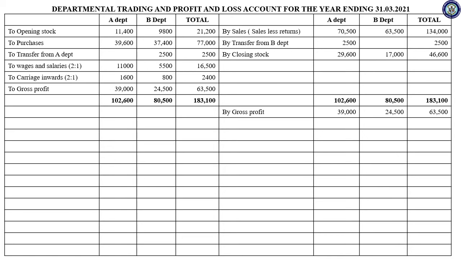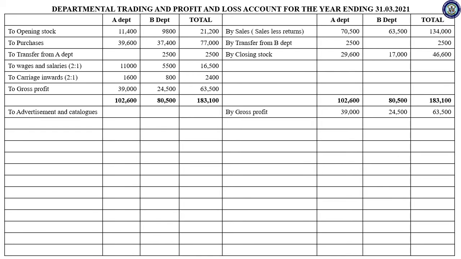Okay, next you have to take all the indirect items. The first one is advertisement and catalogs. So now you have to follow one format. You see the adjustment, there is a closing catalog value, that is catalog in hand, that is the closing one. In your trial balance there is advertisement and catalog for the current year, meaning that is purchased. So the difference is treated as the catalog used.